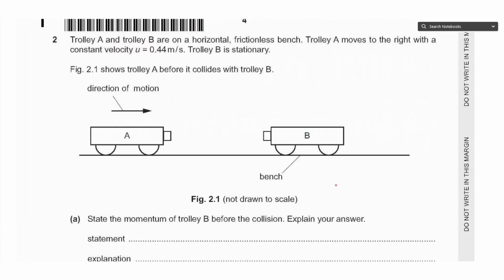Question 2 says trolley A and trolley B are on a horizontal frictionless bench. Trolley A moves to the right with a constant velocity u equals 0.44 meters per second. Trolley B is stationary. Figure 2.1 shows trolley A before it collides with trolley B, and the direction of motion is to the right and B is at rest.